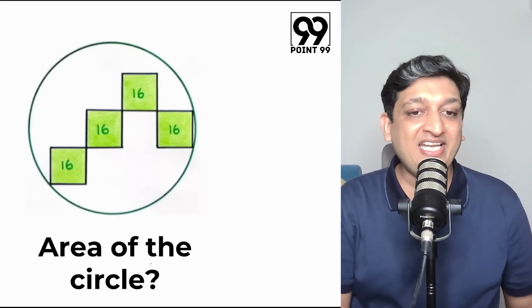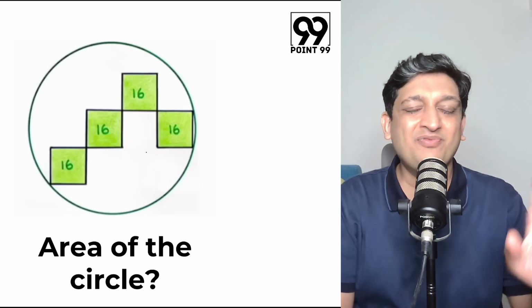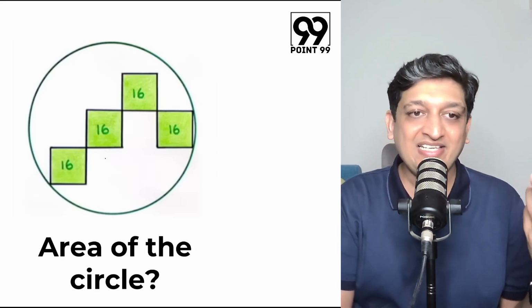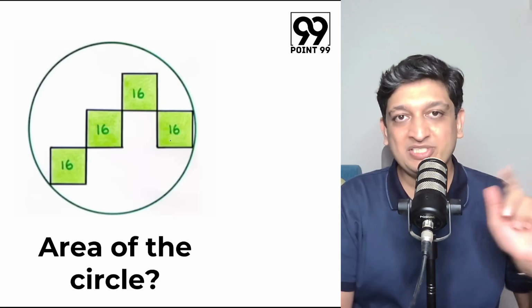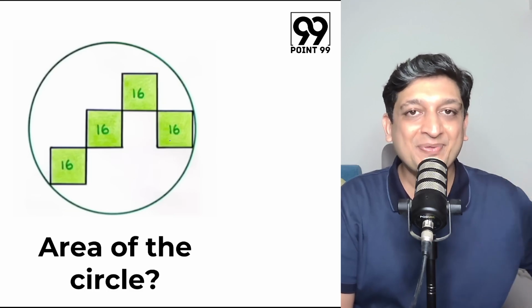We are supposed to find the area of the circle, and these 4 squares have been given to us, and the area of each of these squares is 16 units. So the solution goes live in 3, 2, 1.